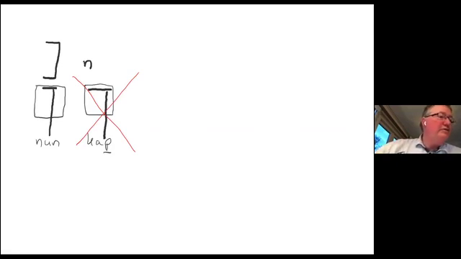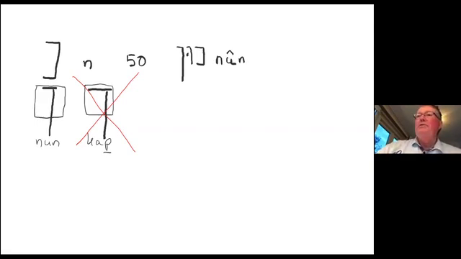The gematria of the nun is 50. You write it like this, nun. That's the N, the vav, and the final nun. Nun, it means fish. And the gematria of the name of the Hebrew letter is 50 plus 6 plus 50 is 106.